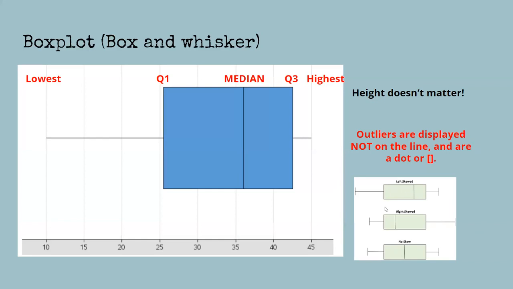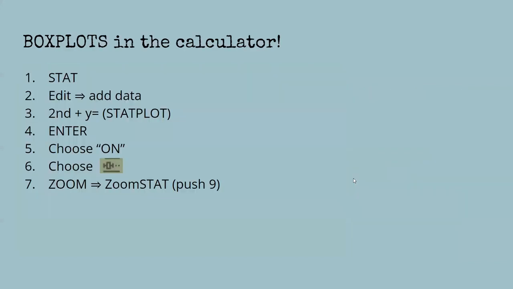But skew is not based on how long these lines are that extend out from the box, which are called the whiskers. The whiskers don't say if it's skewed, the line does.